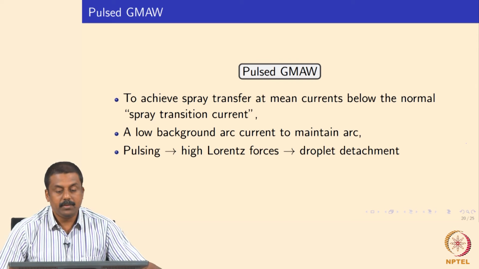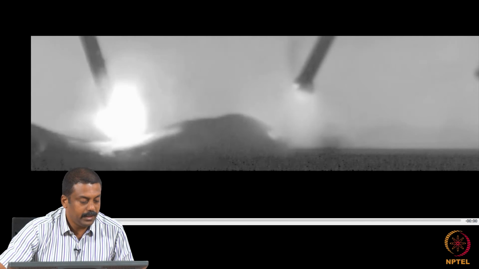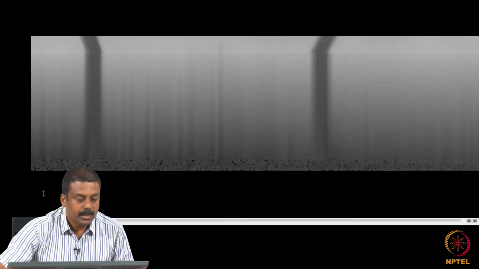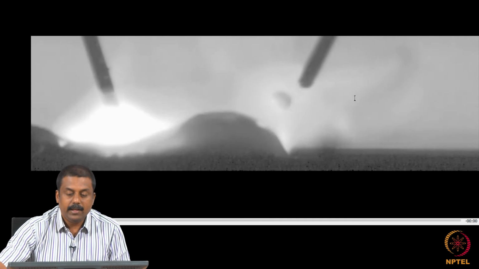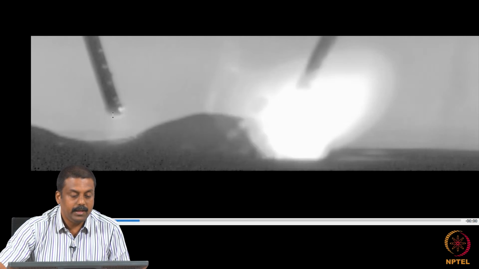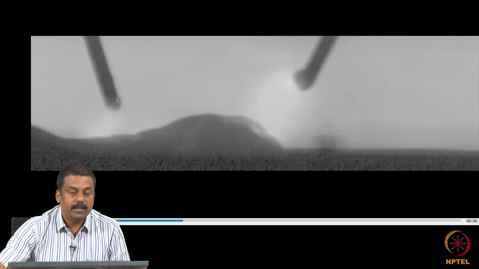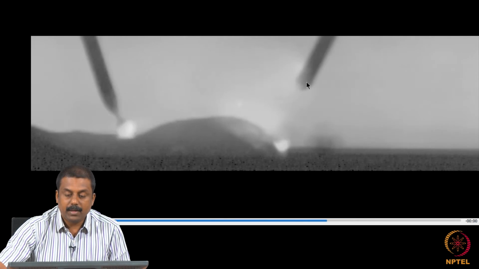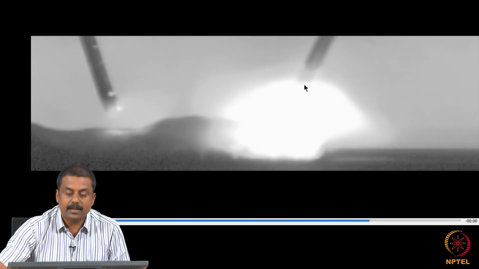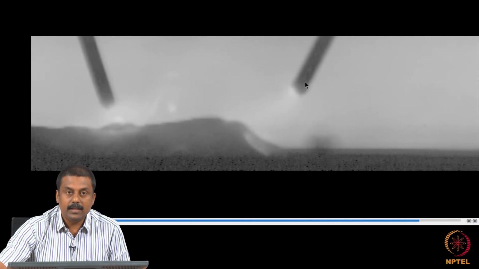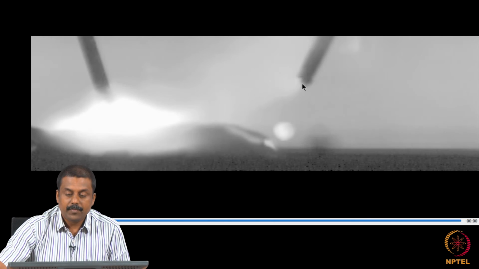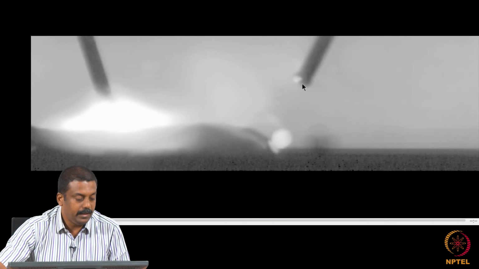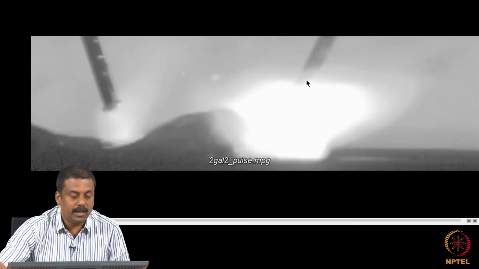So I will show you in one video. This process again we have done with the tandem two electrodes. If you see, each electrode is actually given a pulse current. Whenever there is a pulse, you melt an electrode tip and then a droplet is transferred per pulse, and this droplet is detached in a drop spray mode, where the droplet diameter is similar to your electrode diameter.